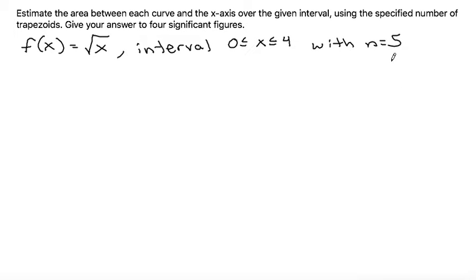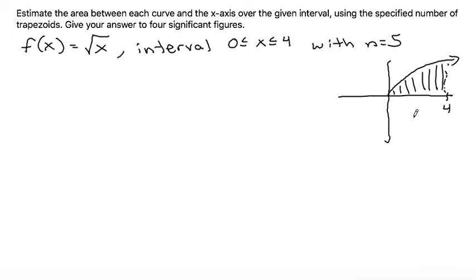So just a general idea of what we're trying to find. The function f of x is equal to the square root of x, and it has a shape that looks like this. On the interval from 0 to 4, let's say that this is 4 here, we are trying to find the area under this curve, so this area right here. We're trying to estimate that area by using 5 trapezoids.